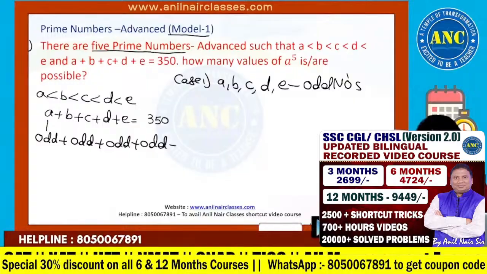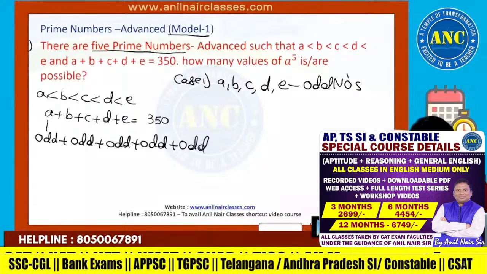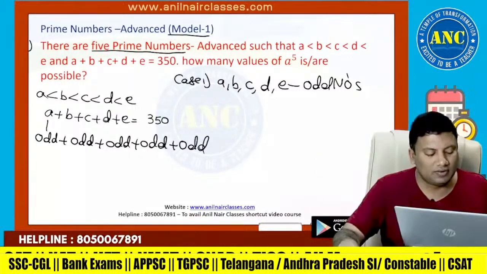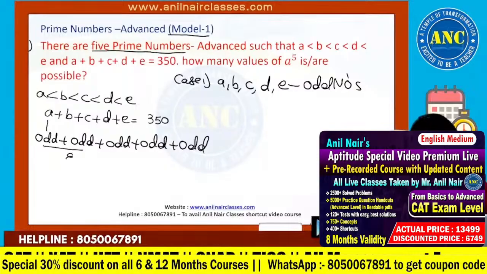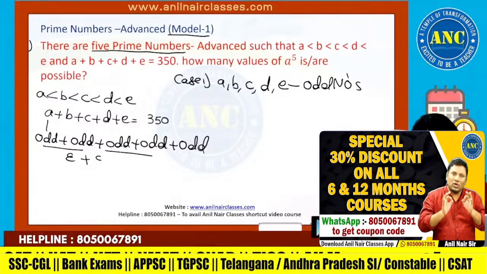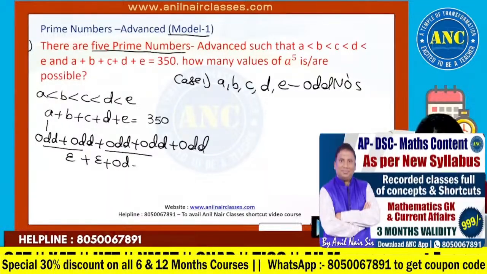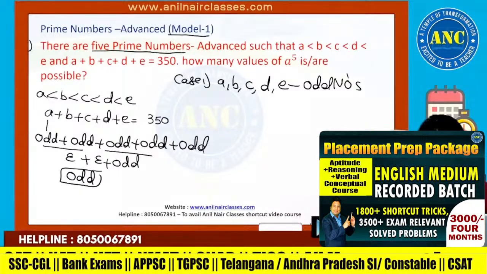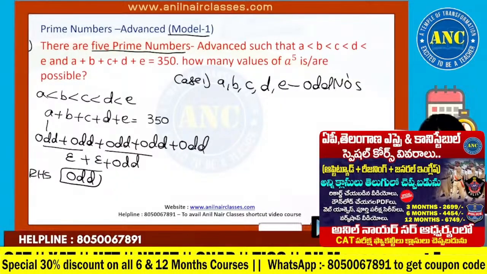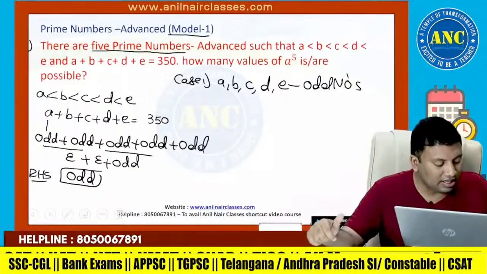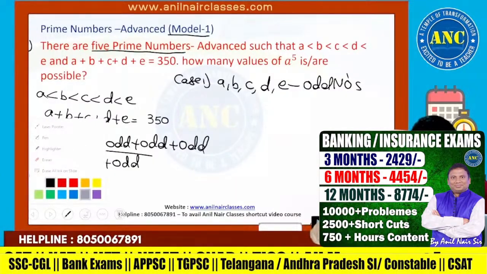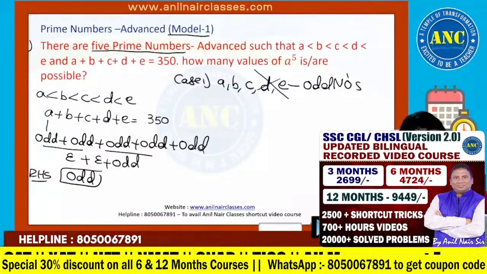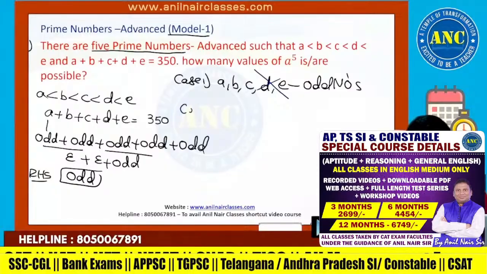E is an odd number. You don't need to write it. An odd number of odd numbers is always an odd number. Odd plus odd, even. Odd plus odd, even. Plus odd. Even plus even, even. Even plus odd, odd. The right hand side should be an odd number, but the right hand side is an even number. So this case, where all 5 numbers are odd, is not possible.